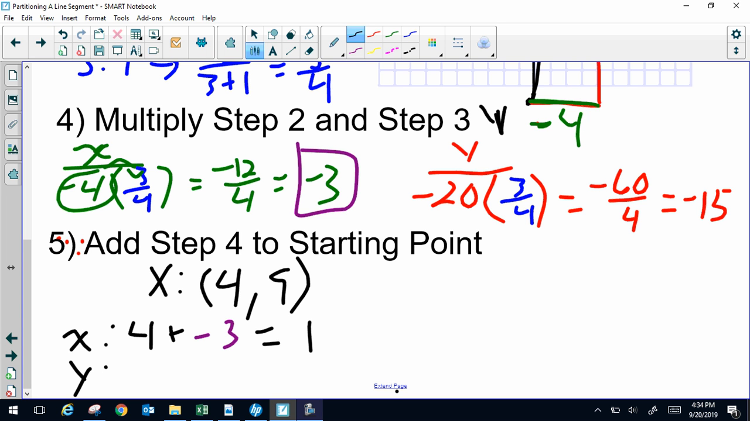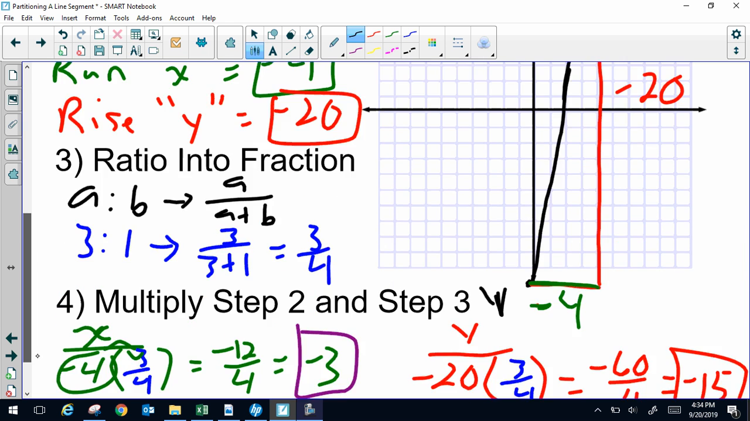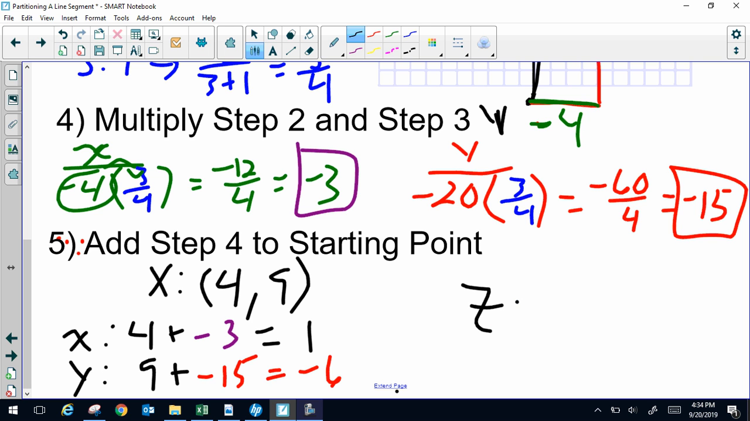If we do the y, which is at 9, and we add the new y from step 4, which is -15, we get -6. So that means that our point, which I think they said was z, yep, point z, is at 1, -6.